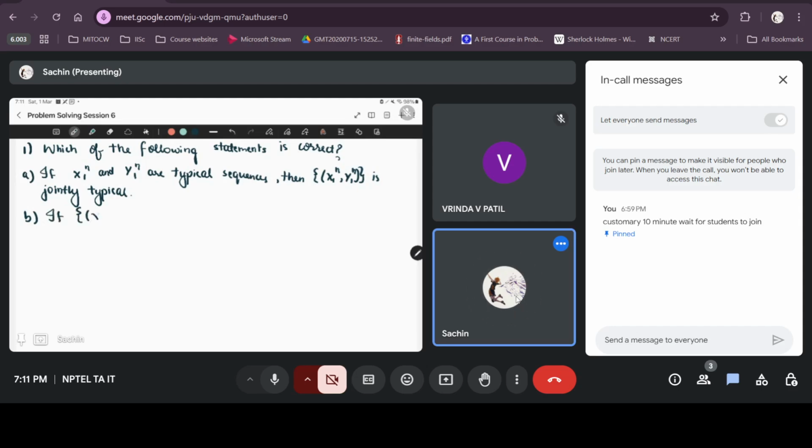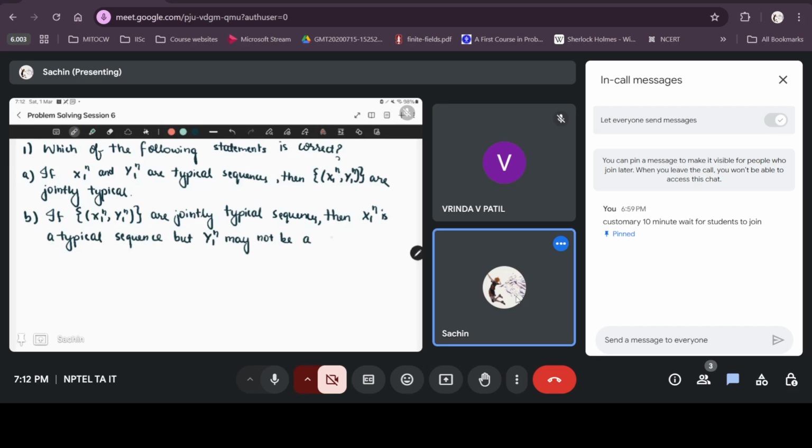Option B: if Xn and Yn are jointly typical sequences, then Xn is a typical sequence, but Yn may not be a typical sequence.